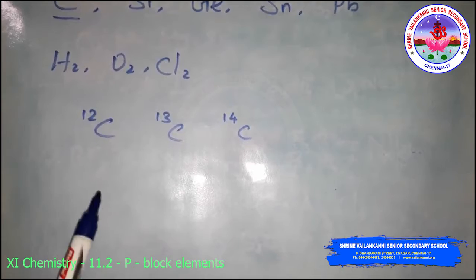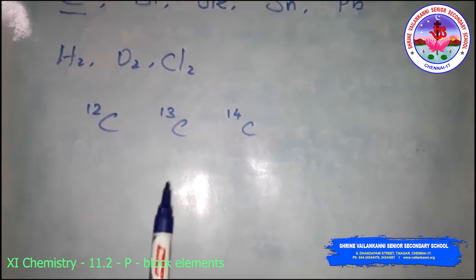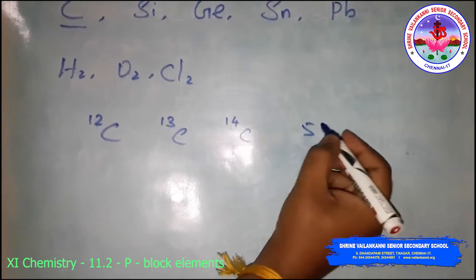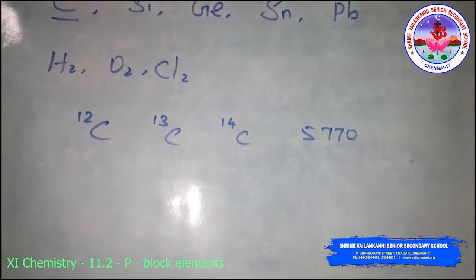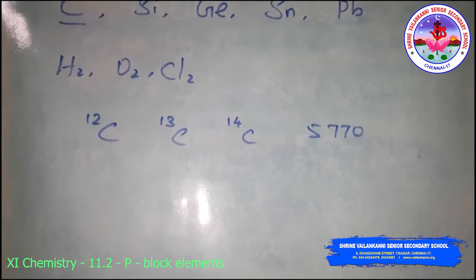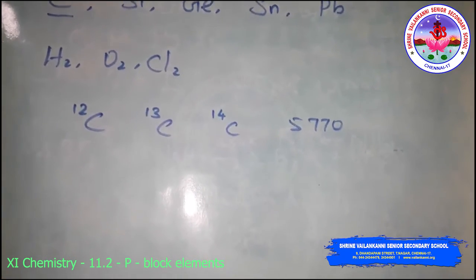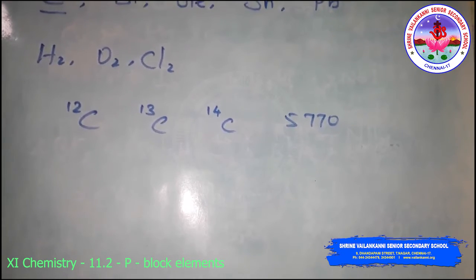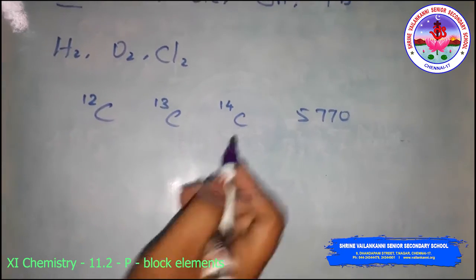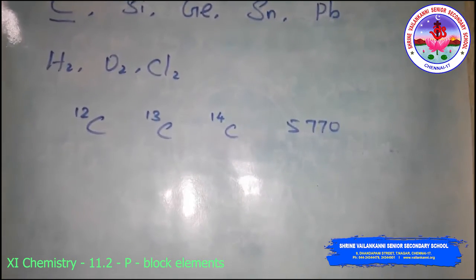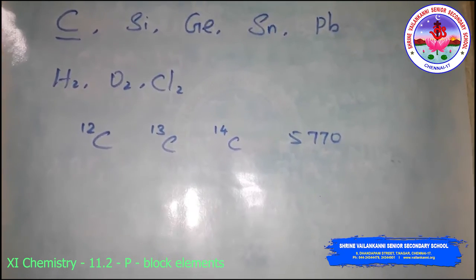Carbon 14 is a radioactive isotope. Its half-life is 5770 years only. This is used for radiocarbon dating. We can measure the age of things like a tree. So using carbon dating, we can calculate the years.